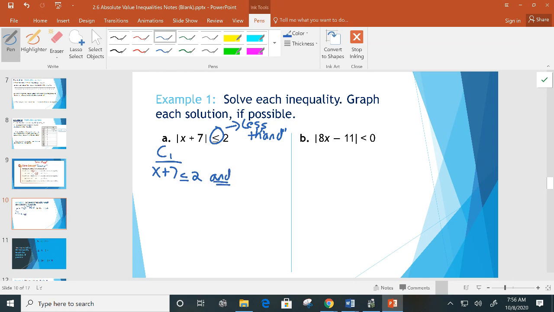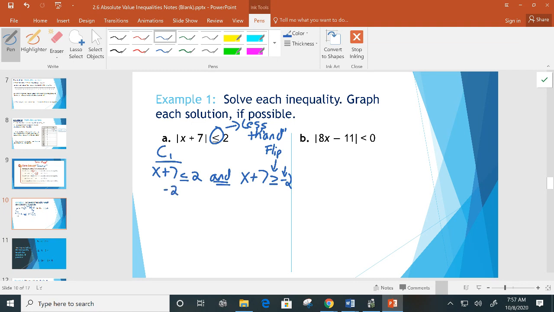And now I have to write my second case. In my second case, I have to remember to both change it to a negative and flip the sign. So I'm going to have x plus 7 is greater than or equal to negative 2. Notice I had a sign flip of my inequality sign, and I made this a negative as well. Don't forget to do both of those parts. Now let's go ahead and solve our equation out.